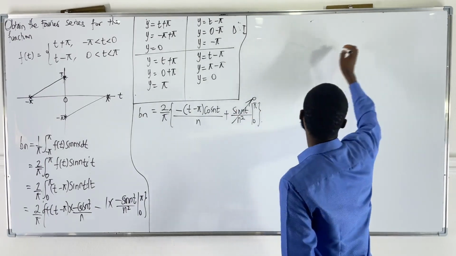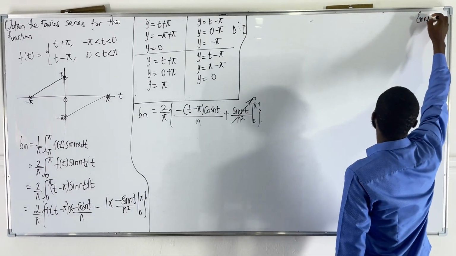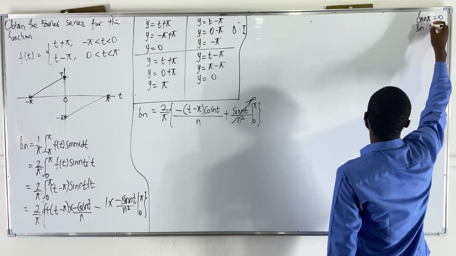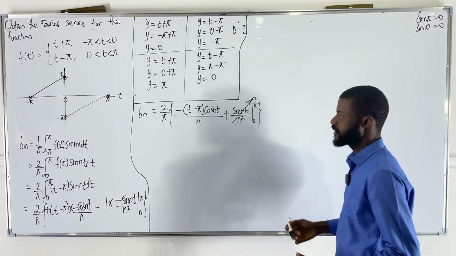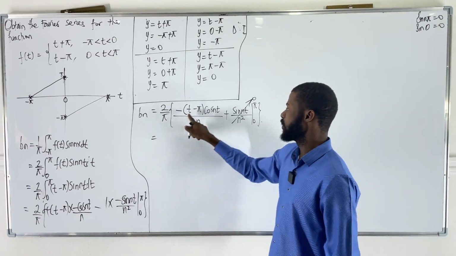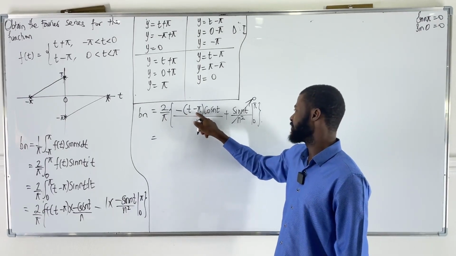Sine n pi is a special value. Sine n pi will give us 0. Sine 0 is still 0. So it's basically 0. So this is the only thing that is remaining.